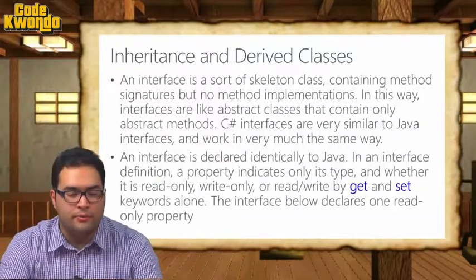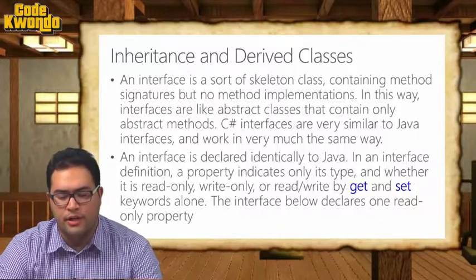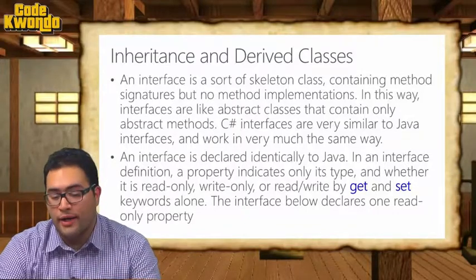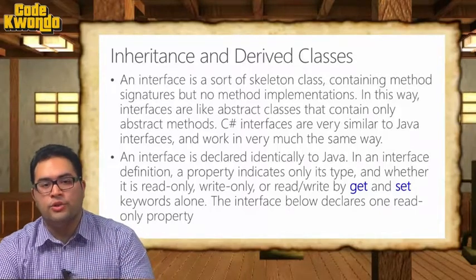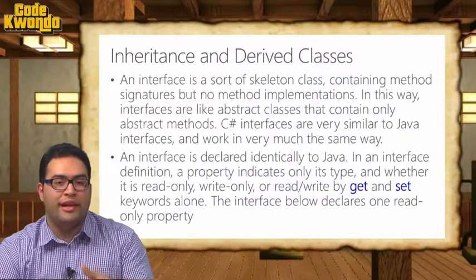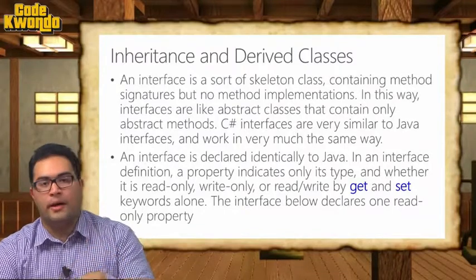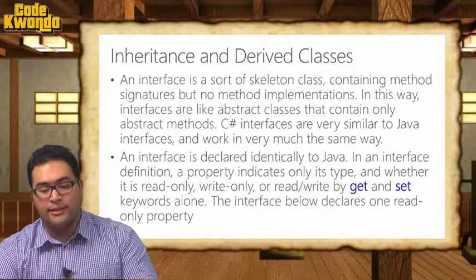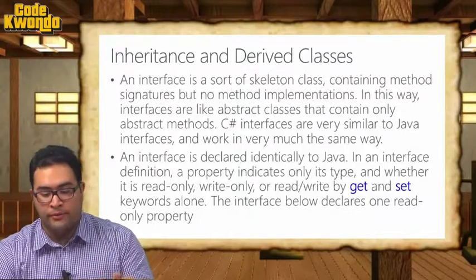So an interface is very similar to an interface in Java. It's a skeleton class. It contains method signatures, but no method implementation. What's really cool in C# is you can also add properties. So you can specify whether a property has a getter and setter. If you only want a property to just have a getter, you can specify that in the interface. Anytime that this is implemented by a class, you can't have a setter for that property. That's something that's really cool. So it's declared identically to Java, and you can have a property that's read-only, write-only, or read and write.